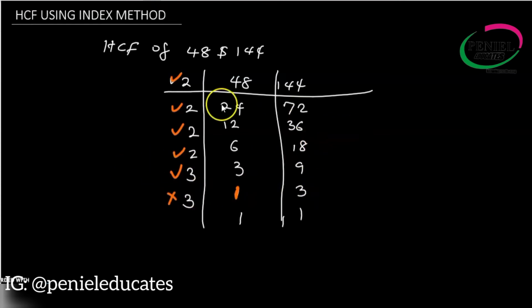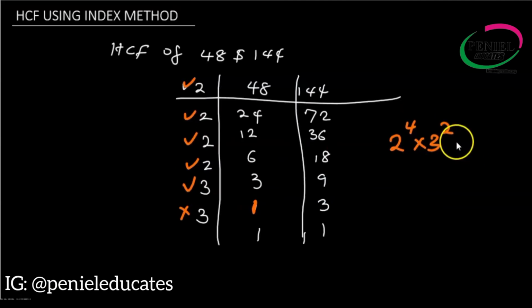So your highest common factor is, you pick 2 multiplied, that's 2 raised to power 4, then multiplied by 3 raised to power 1. So the highest common factor will be 48. That's 2 times 2, that is 4, 4 times 2, that's 8, 8 times 2, that's 16, and 16 times 3 is 48.